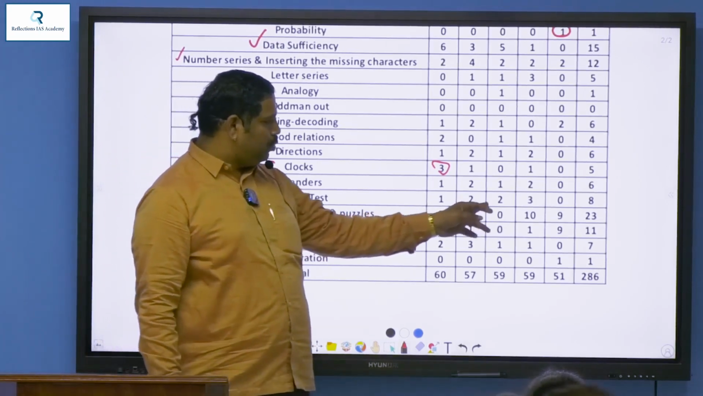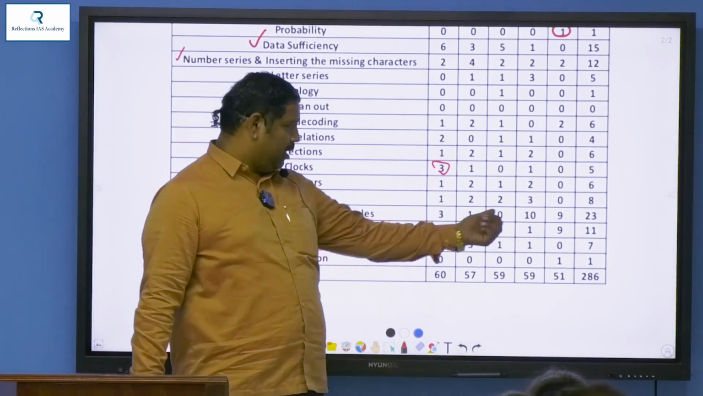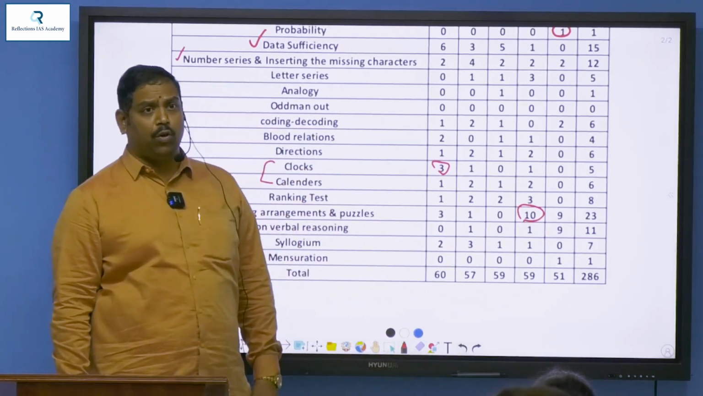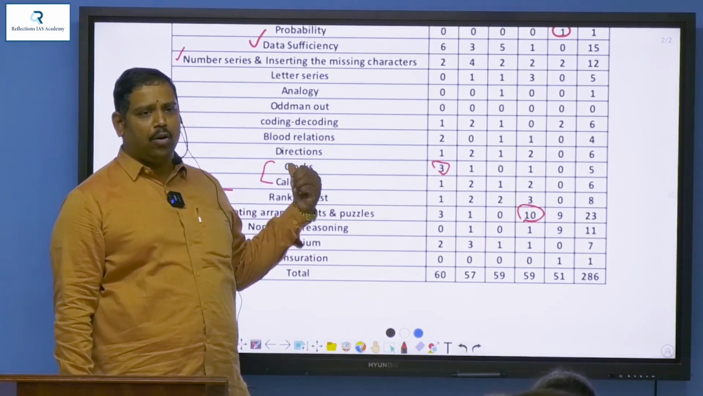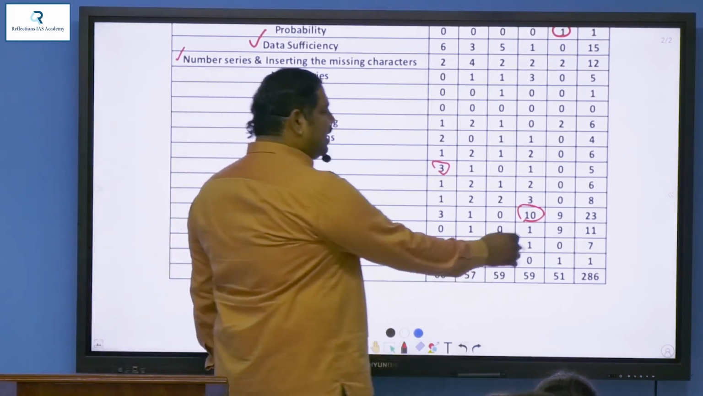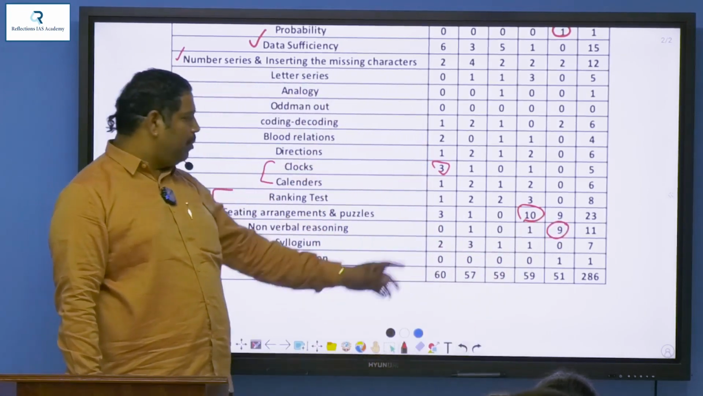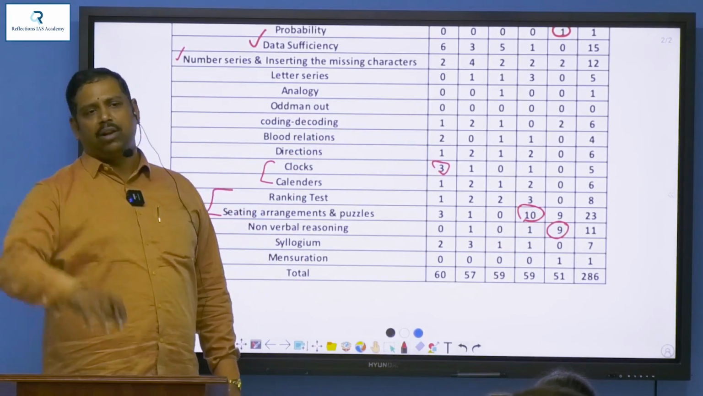Observe 1, 2, 2, 3. And puzzle test, 3, 1, 10, 9. Here you got 10 questions from it. Means in reasoning, if you want to focus on it, first you have to focus on this area. Is it right or wrong? Coming to the next one, non-verbal reasoning. Observe that in 2018 you got 9 questions from non-verbal reasoning. After that, how many questions you got here? 0, 1, 0, 1. Means that is not the trending topic now.